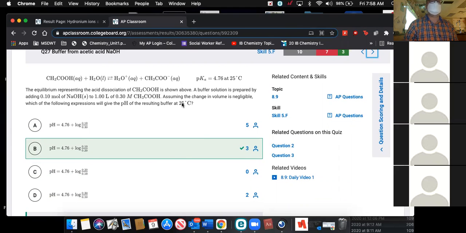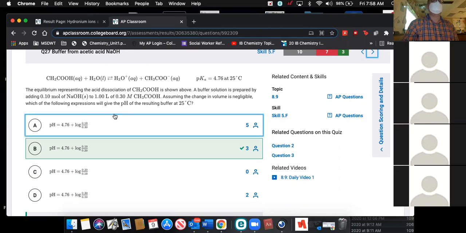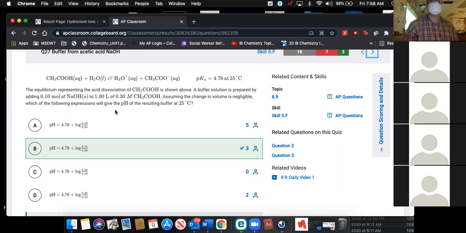It's the same type as before. Basically, you have 0.1 mole of this and 0.3 mole of this. What does that mean? That NaOH is going to do what to the concentration of the CH3COOH? What are those 0.1 moles going to do to the 0.3 moles? We have 1 liter this time.